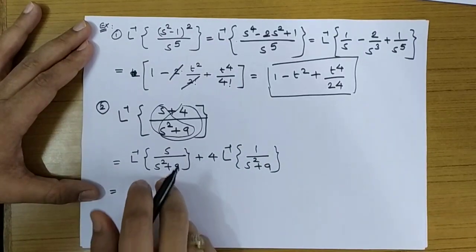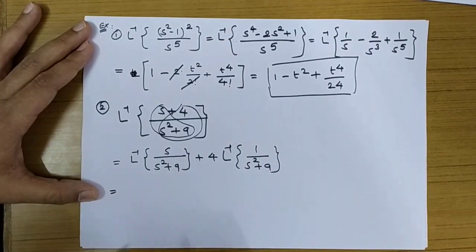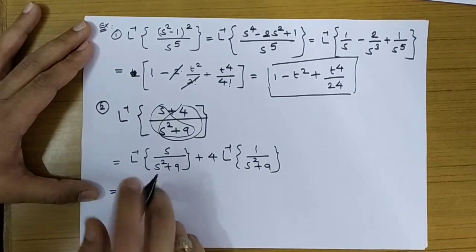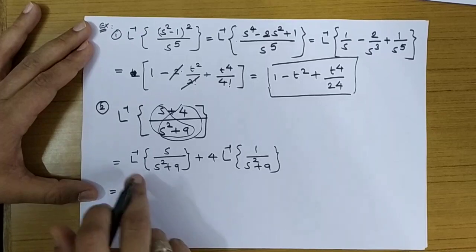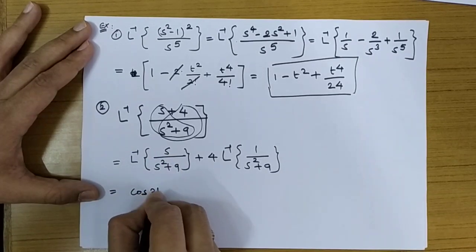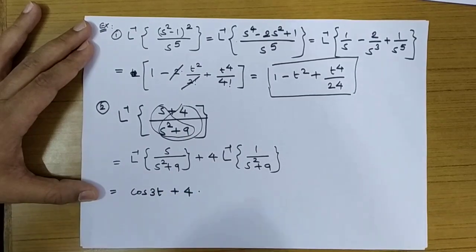Now think about this question. We have two different examples. This is the inverse Laplace transform. This is the Laplace transform of cos 3t. So you can say inverse Laplace of this function is cos 3t plus here 4 constant.